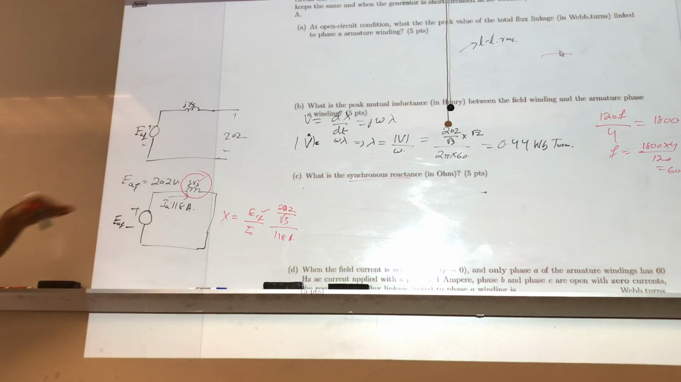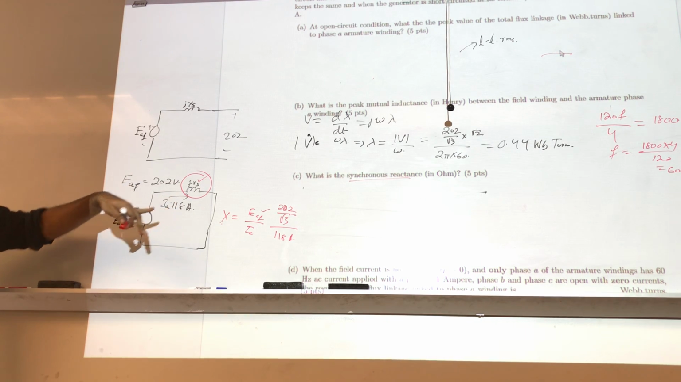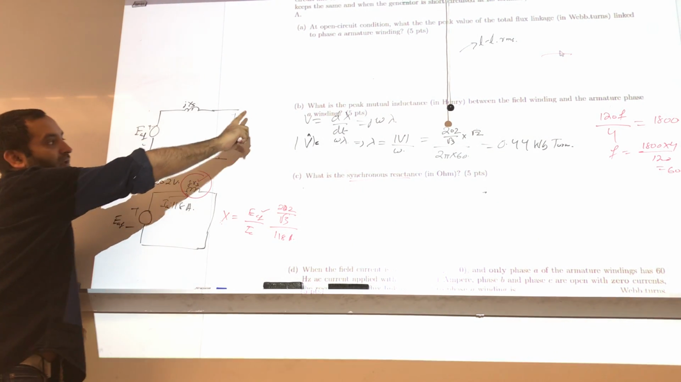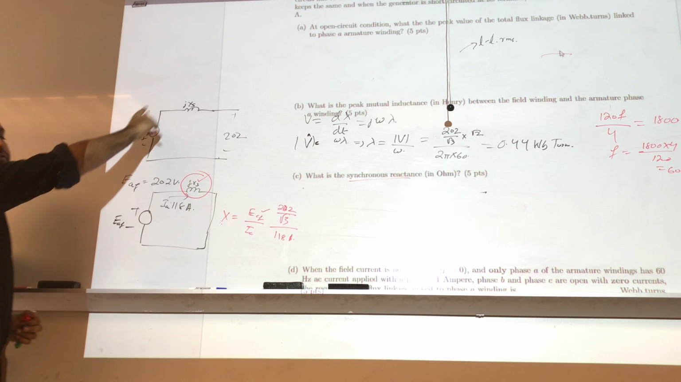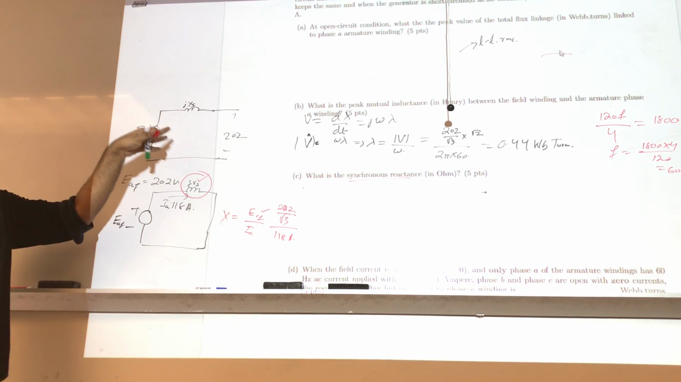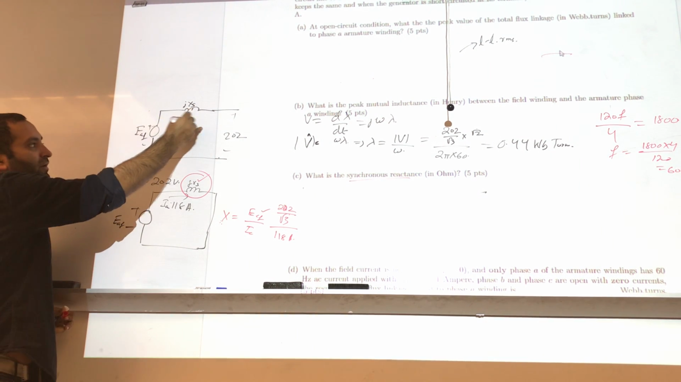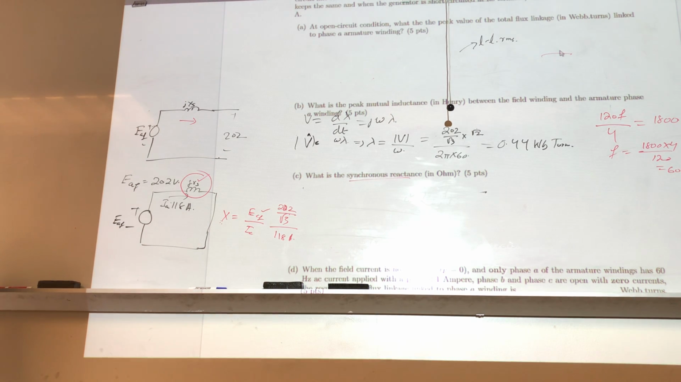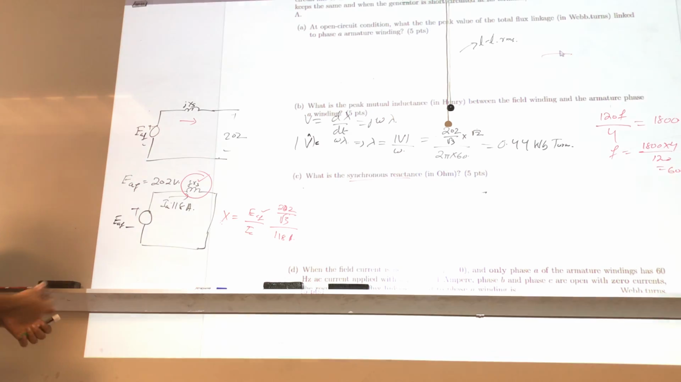So use any method to find this. If you have this voltage known and this voltage known, then also you can use this circuit to find it. But we don't know this voltage. And in this there is no current because it's open circuit. So the only way to find it is by using a short circuit test.